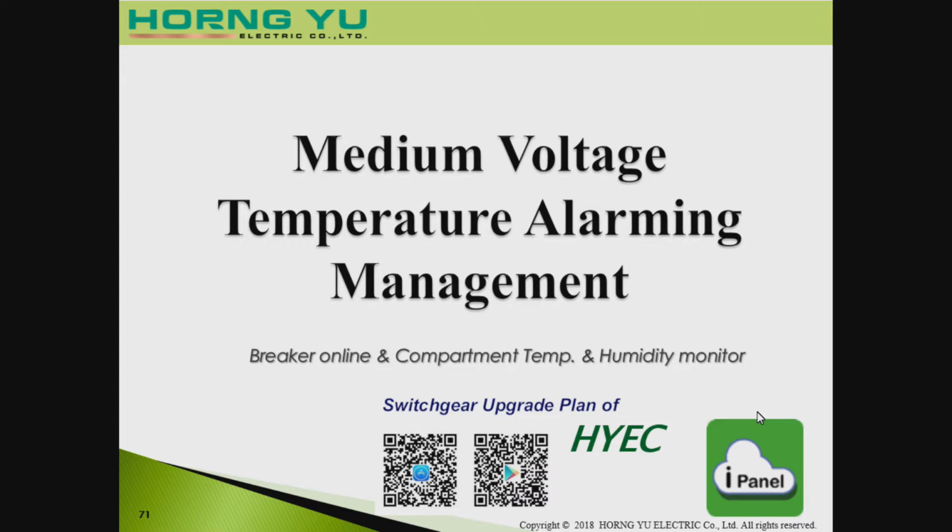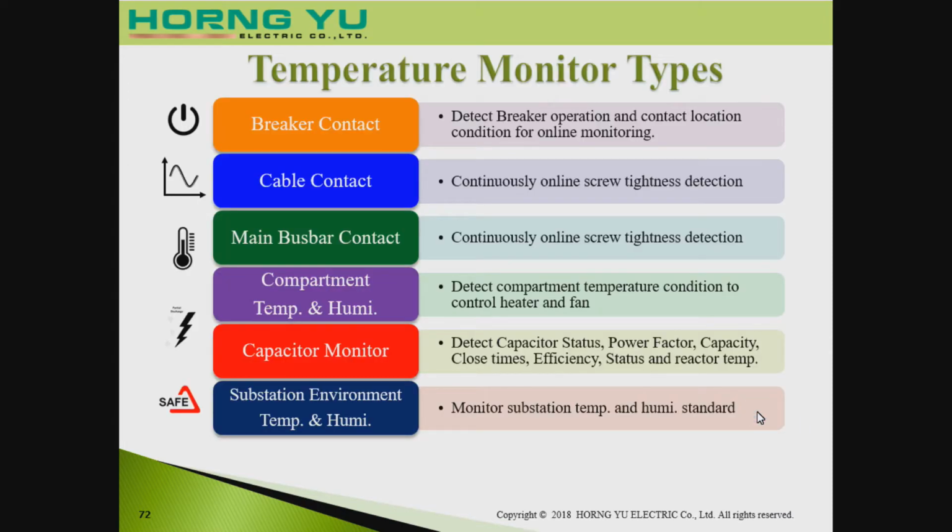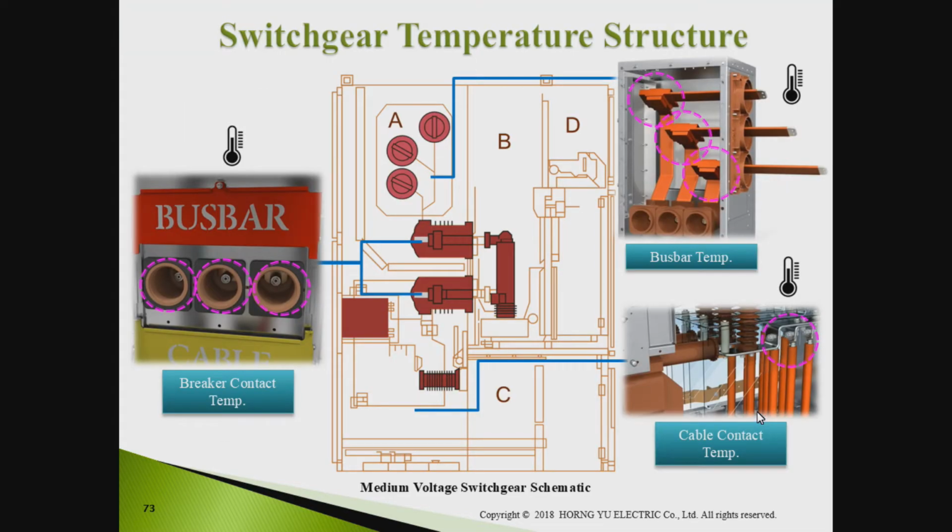The next part is about our temperature alarming management. We have some information for you as reference. For temperature monitoring, we have to monitor the breaker, cable, and main bus bar, and also the temperature and humidity, the capacitor, and the substation environment. So here are the details for bus bar, breaker, and cable temperature detection.